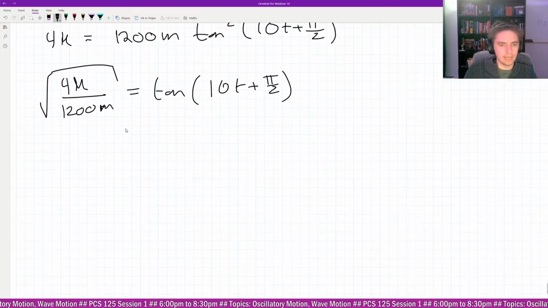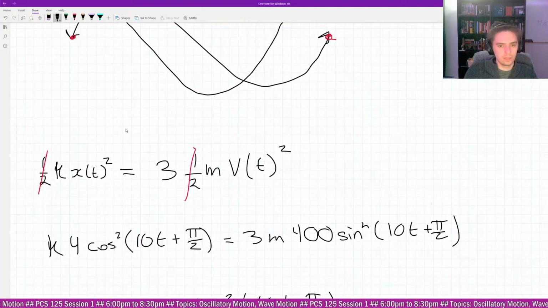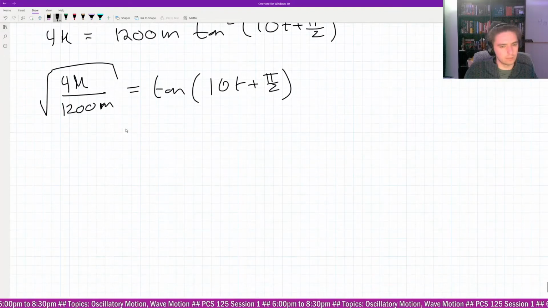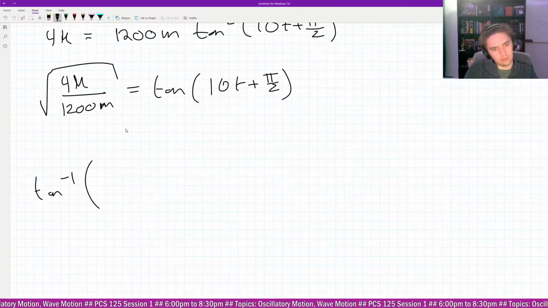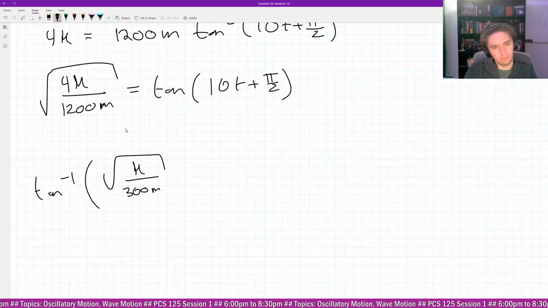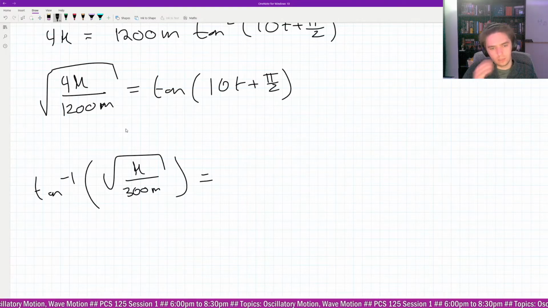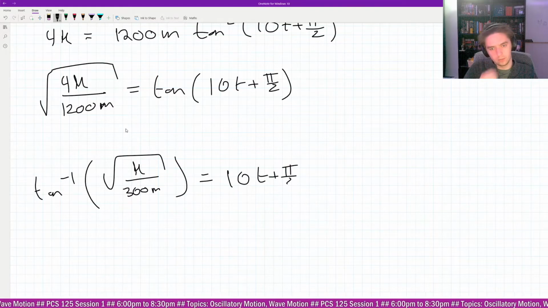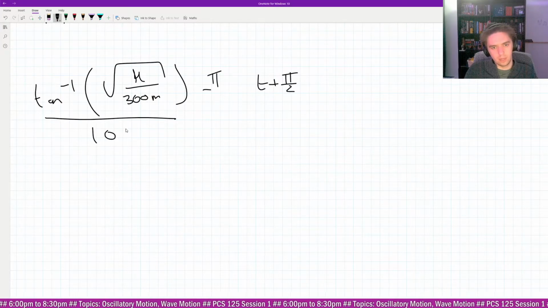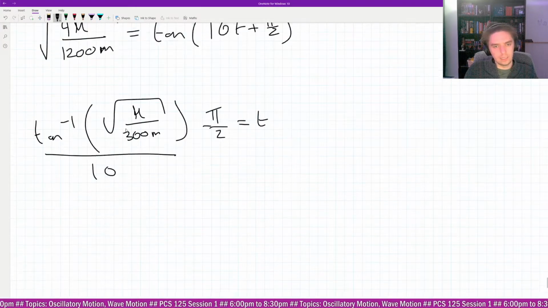So then we need to say, I think we don't have to worry about different solutions to tan inverse here. I think we can just worry about the first one. So I can just say tan inverse of both sides. So it's going to be tan inverse of the square root of 4k, well, that's going to be k over 300m, equals 10t plus pi over 2. So divide both sides by 10 and subtract pi over 2, and we get t.